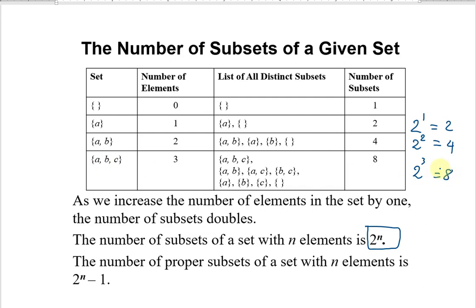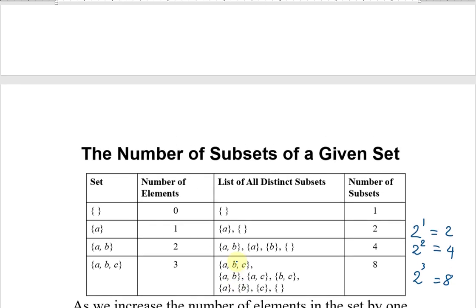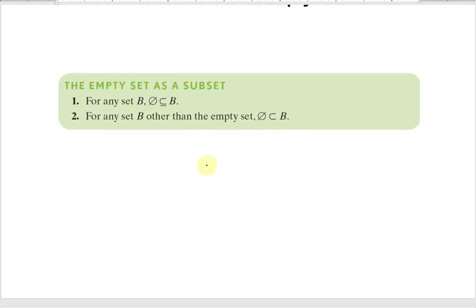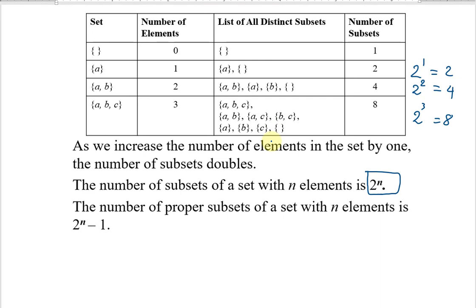However, for the number of proper subsets, remember the proper subset. You don't want them to be equal, right? You don't want them to be equal for the proper subset. So you have to subtract one from the total. So the number of proper subsets with any n elements is 2 to the n minus 1. Whatever you get here, minus 1, and you get the proper subset.